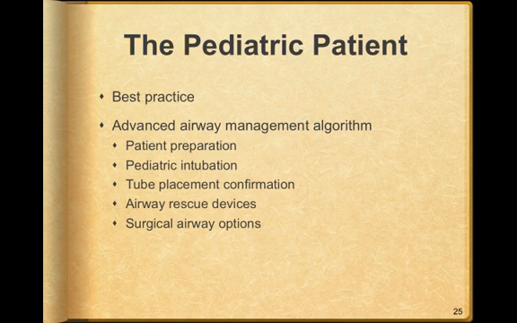Advanced airway management algorithm: patient preparation, pediatric intubation, tube placement confirmation, airway rescue devices, and then a surgical airway option. And in most children, the surgical airway option is kind of out. Challenging, it's difficult. The needle is the only version of any type of surgical airway that we would provide on a kid. So as far as patient preparation, we talked about in the anatomy of kids earlier that their occiput generally gives us complications whenever we're trying to look at the glottic opening. Pad out their shoulders so we can get them into a neutral inline position.